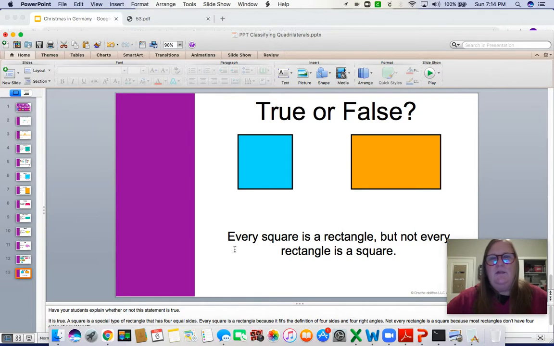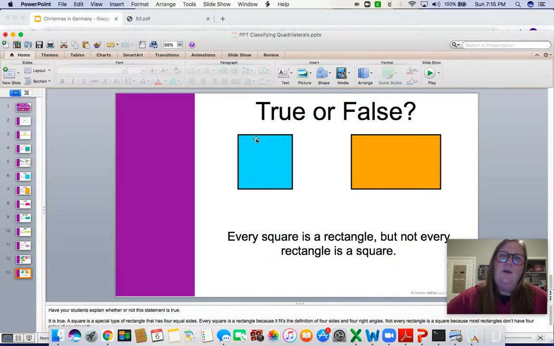I'm going to give you a second to think about that. Every square is a rectangle, but not every rectangle is a square. Why can't a rectangle be a square? That is true. Every square is a rectangle, but not every rectangle is a square. A square is a special type of rectangle that has four equal sides. Every square is a rectangle because it fits the definition of four sides and four right angles. Not every rectangle is a square because most rectangles do not have four equal sides.